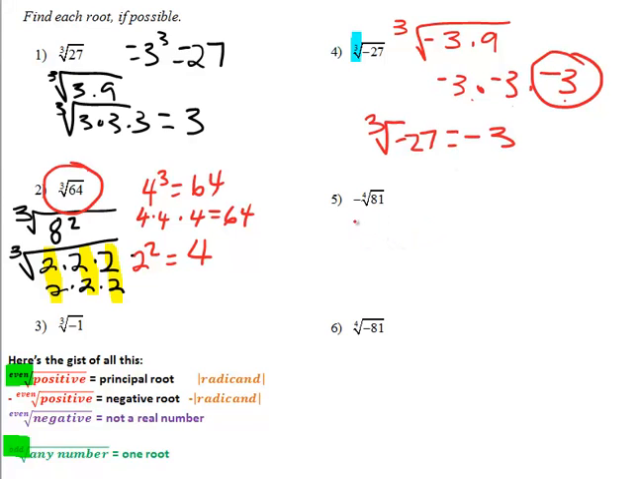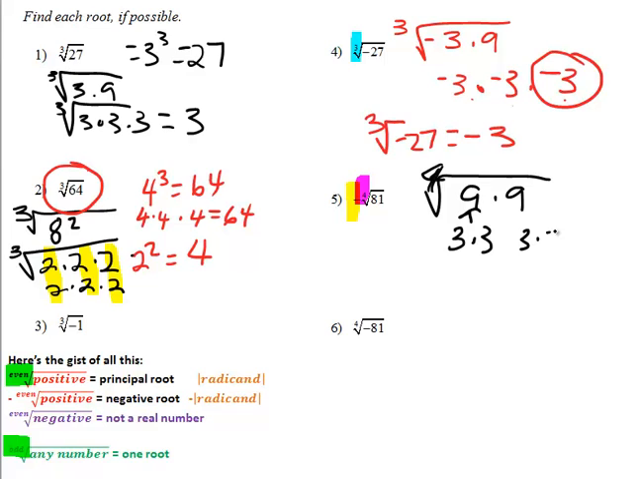Now, here's another negative floating around, but luckily for us, it's on the outside because the index is even. Okay? And again, I'm going to start with, I'm looking for 4 of a kind here. I have 9 times 9 makes 81, right? And what makes that would be 3 times 3 makes 9.